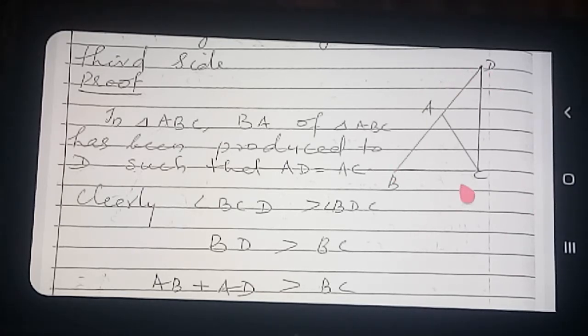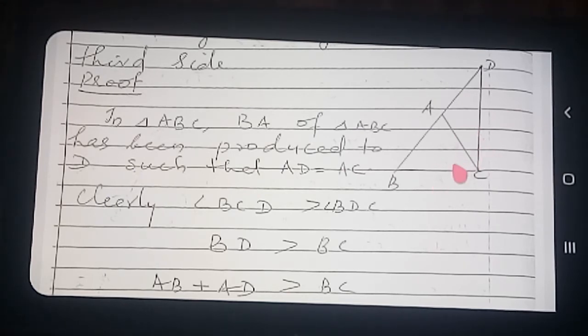Very clearly you see angle BCD and angle BDC in the diagram. BCD is the whole angle, and you take angle D alone and see which angle is greater. BCD is greater than BDC. Do you have any doubt? Then measure and see. So in this whole triangle, BCD is the greatest angle.